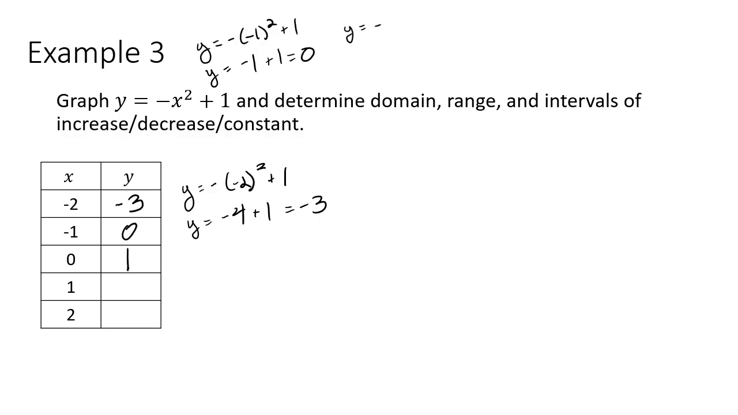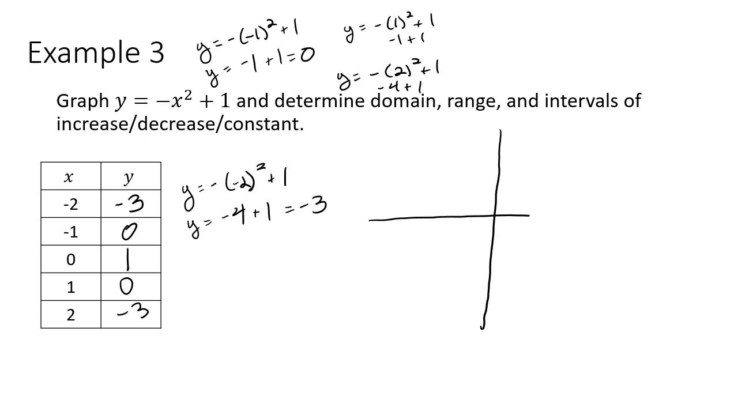If we plug in positive 1, this again ends up being -1 plus 1, or 0. And if we plug in +2, this is still a -4 plus 1, or a -3. All right, so my x values are still from -2 to +2. This time my highest y value of the points I'm plotting is a +1, and it goes down to a y value of -3.